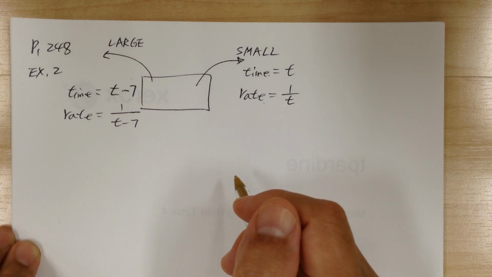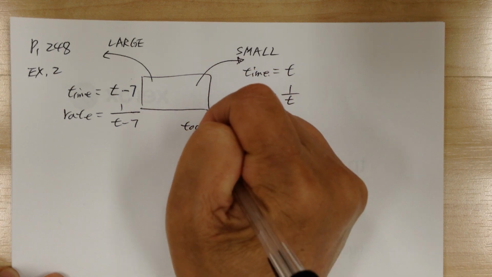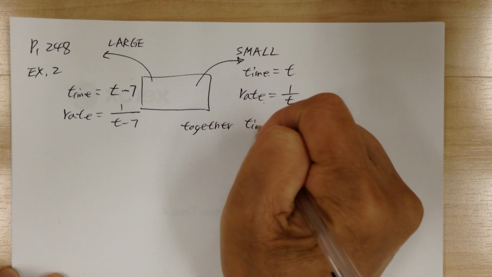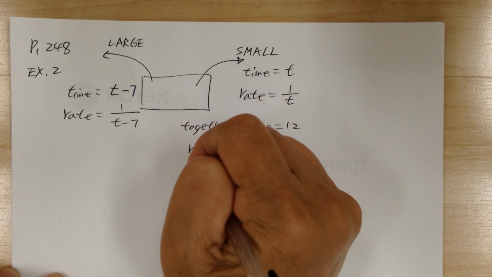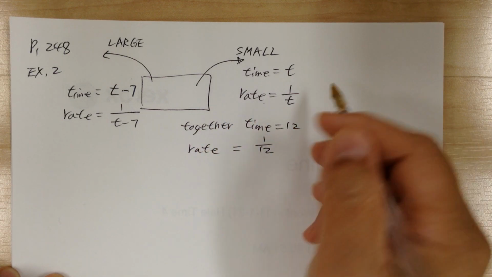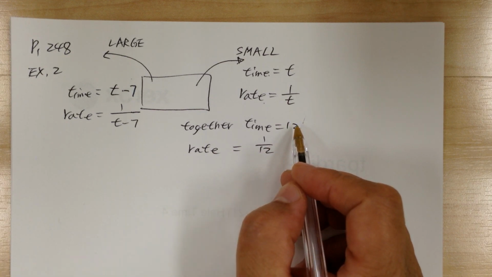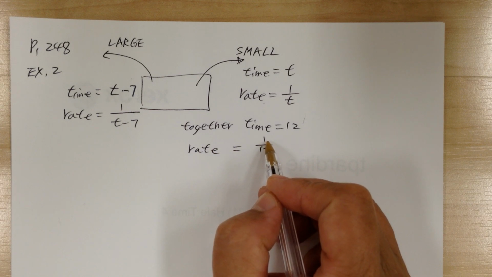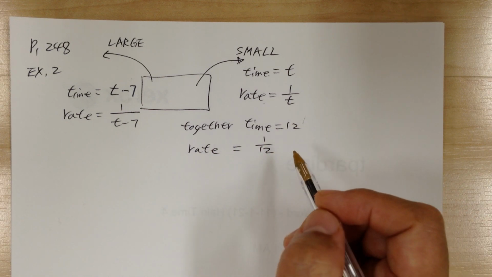Now we're ready to write the equation. Together, the time will equal 12 hours. So the rate together will equal 1 over 12. Again, together it will take 12 hours to pump out the pool. That means every hour it will pump out 1/12 of the water. So you can take the reciprocal.